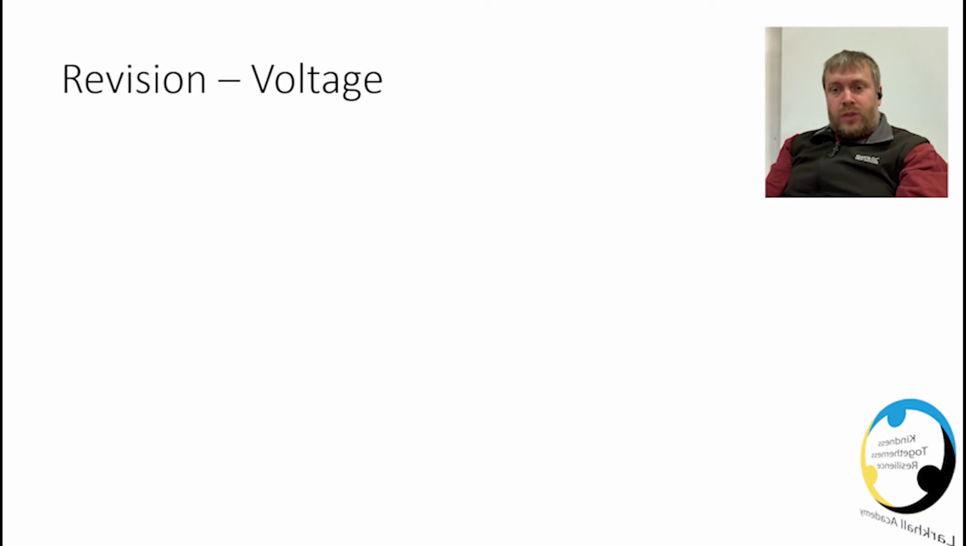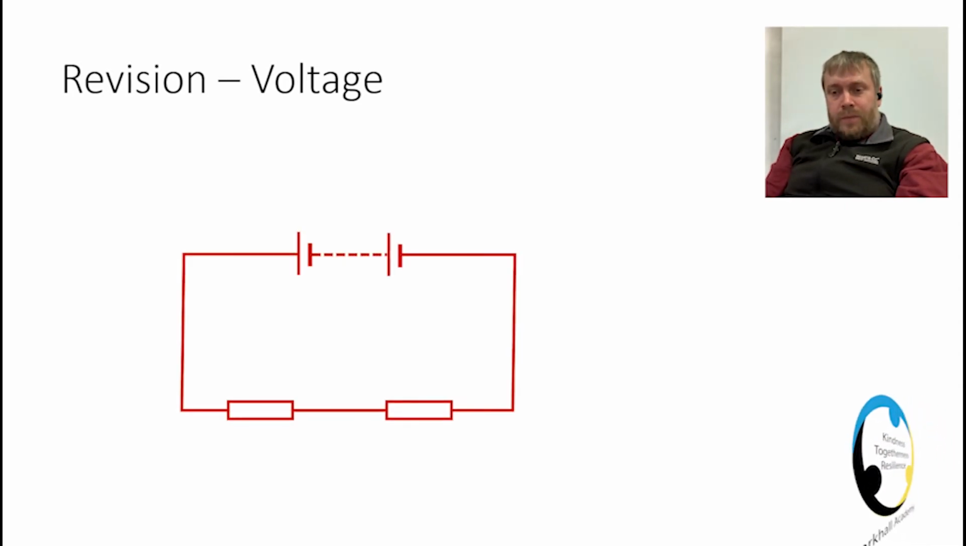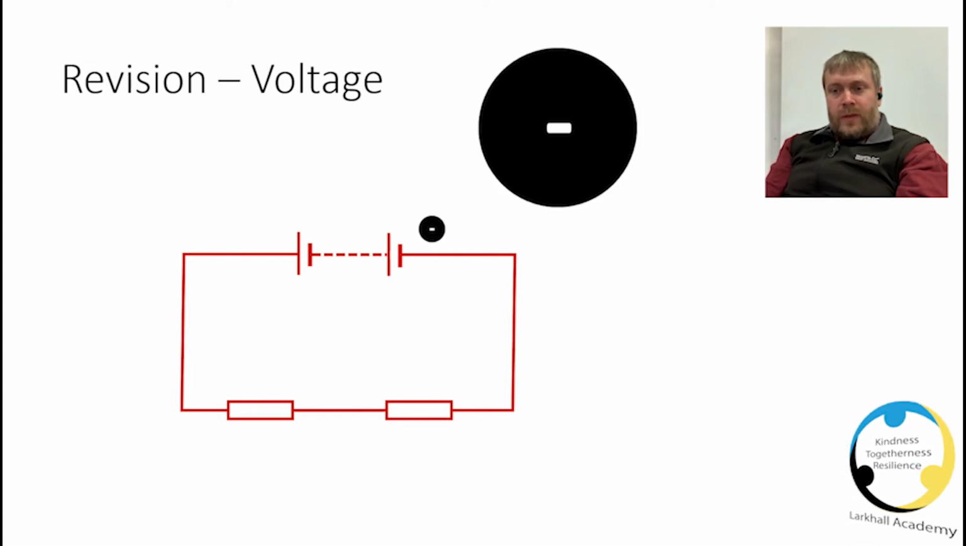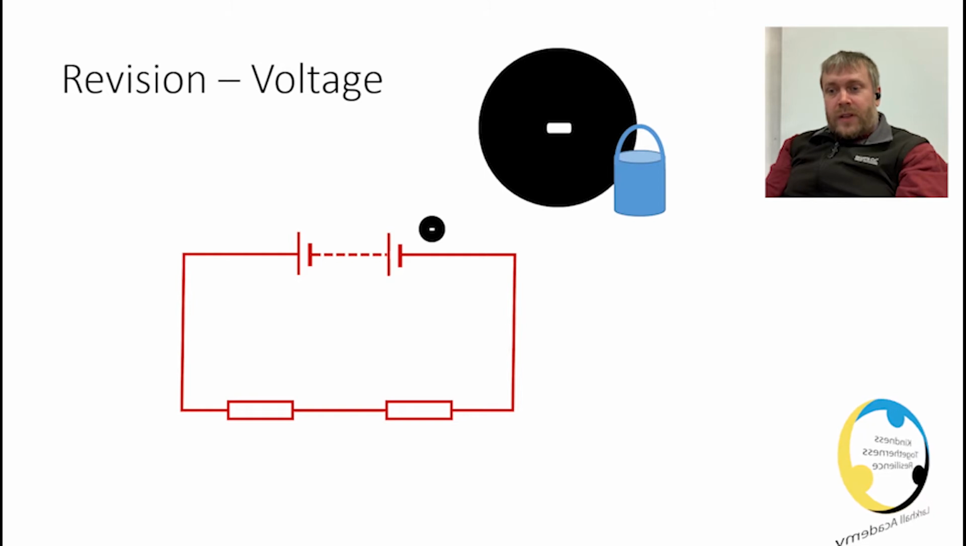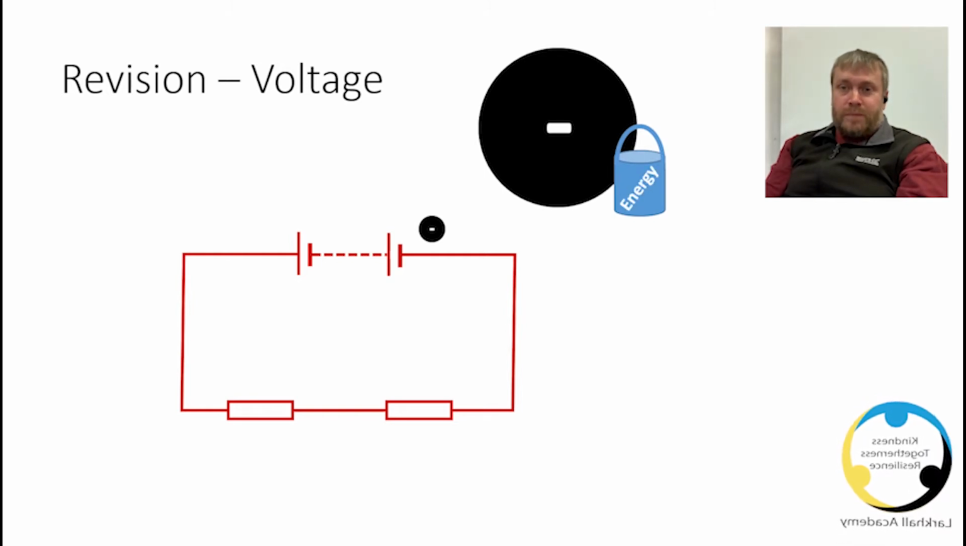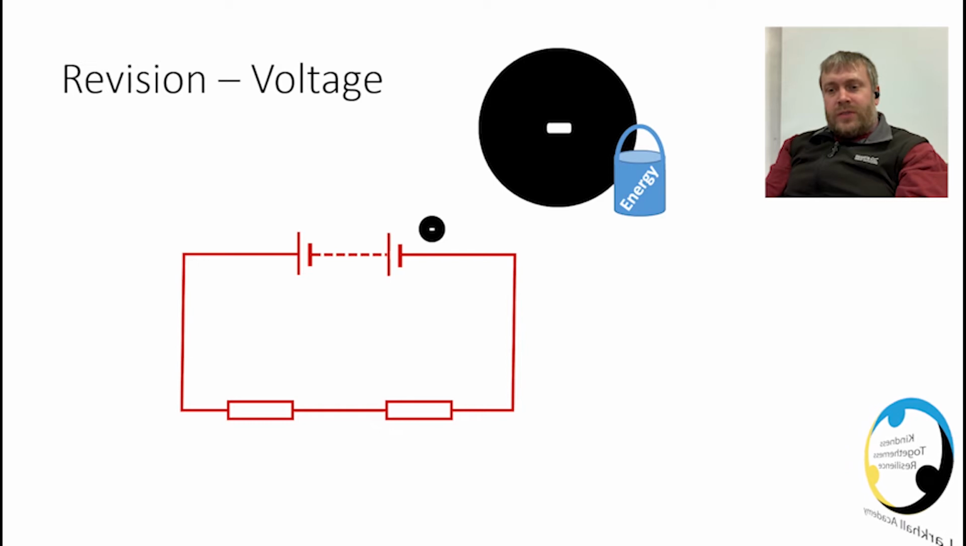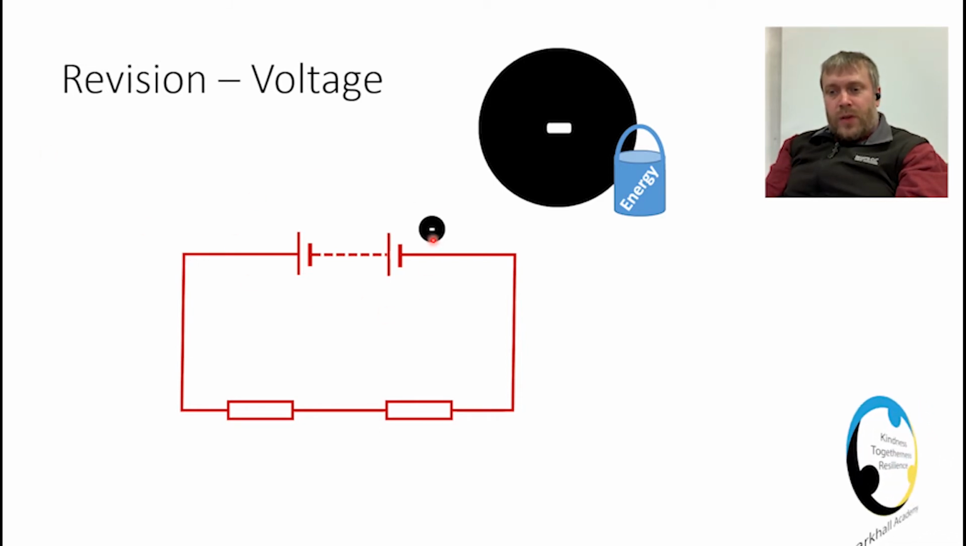Now, if we look at voltage or potential difference, give ourselves the same circuit again, and we'll bring back Mr. Electron. Now, let's zoom in and have a closer look at Mr. Electron. You'll hopefully remember that Mr. Electron carries a bucket around with him, and that bucket contains energy. So Mr. Electron leaves the battery, or whatever power supply we're using, with a bucket full of energy, and by the time he's made his way around he has got to have given up all that energy. So let's give ourselves an energy bar.